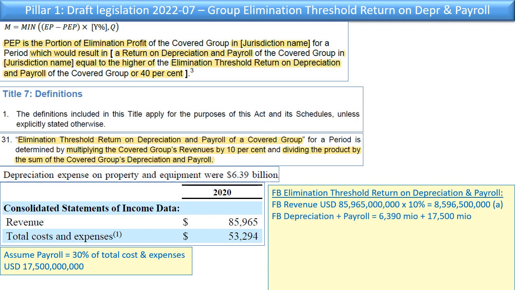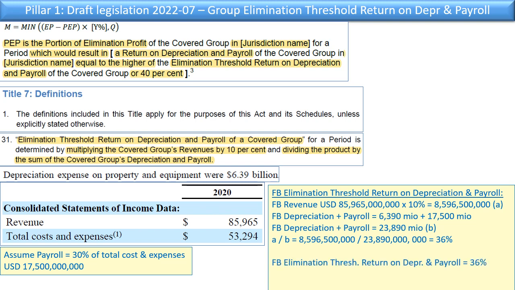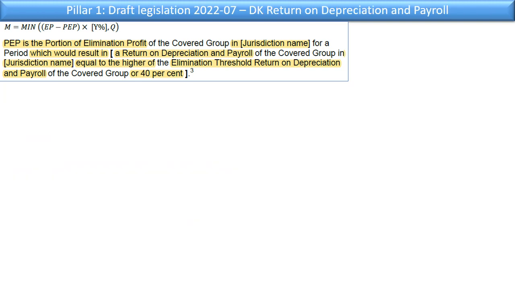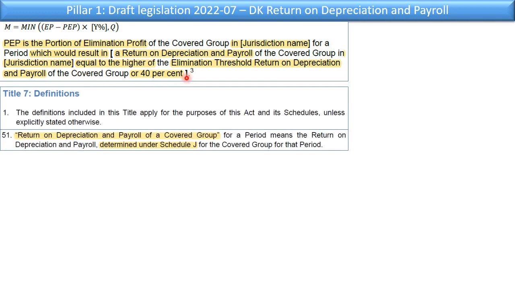So we'll take 17.5 billion, and if we then apply this formula, we'll say that we take 8.5 billion and we'll take 6 billion plus 17 billion, which gives you 23 billion. And then we'll simply divide the 8.5 billion by the 23 billion, and then we will get to an elimination threshold return on depreciation and payroll for Facebook of 36%. So we've filled in one part of our formula. We now know that we should take the higher of the elimination threshold on depreciation and payroll, which is 36% or 40%. Now we should therefore take 40%, right?